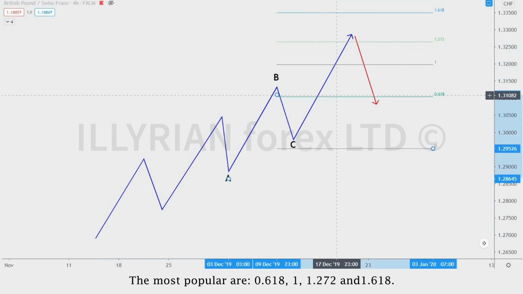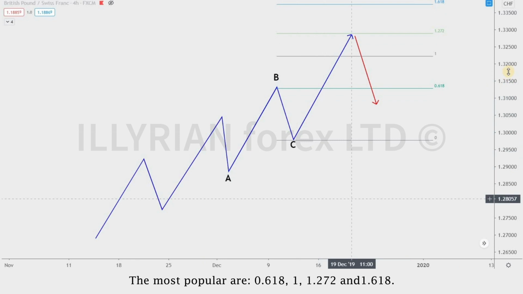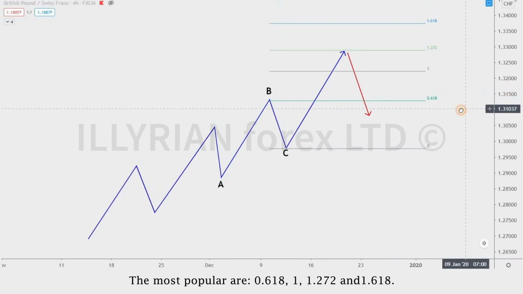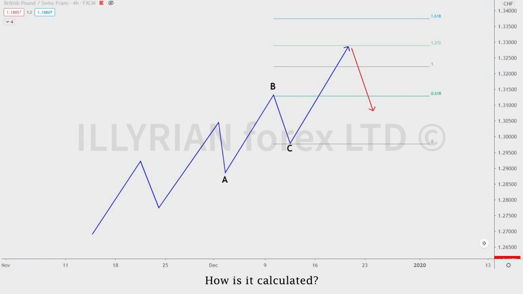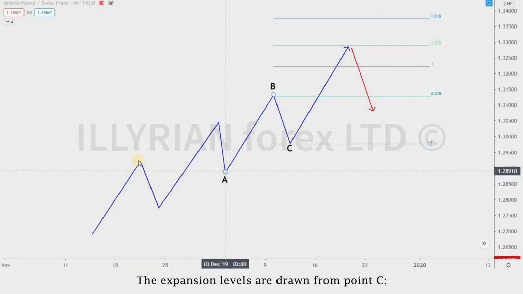Most popular are 0.618, 1.272, and 1.618. How is it calculated? The expansion levels are drawn from point C.